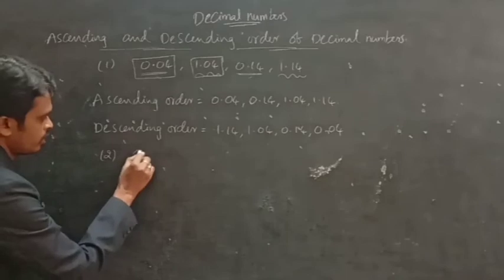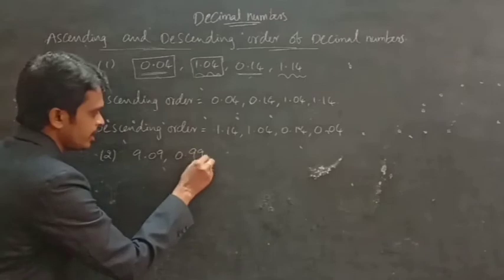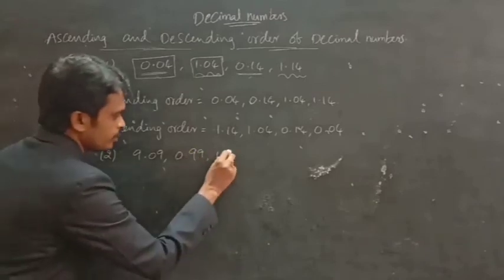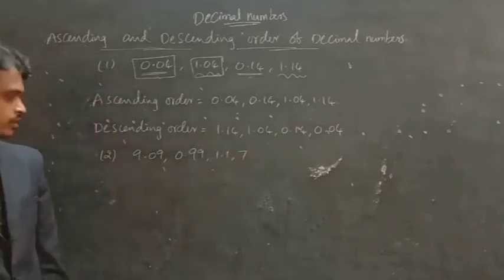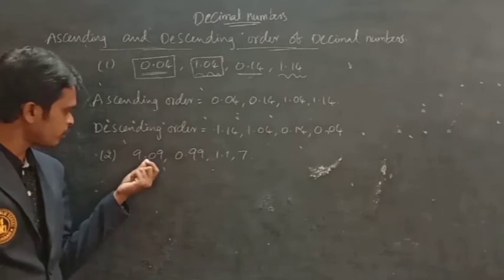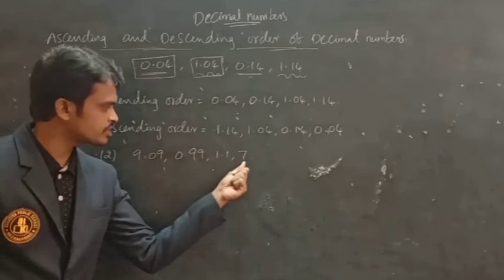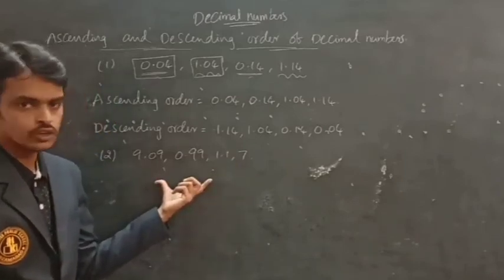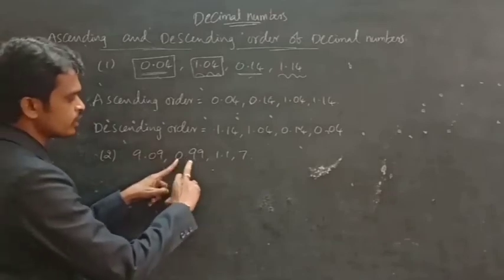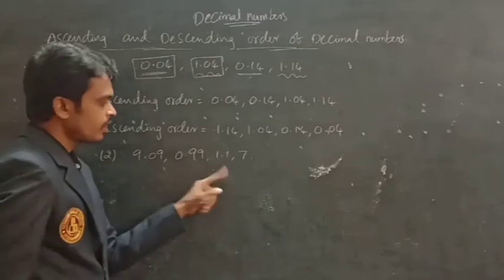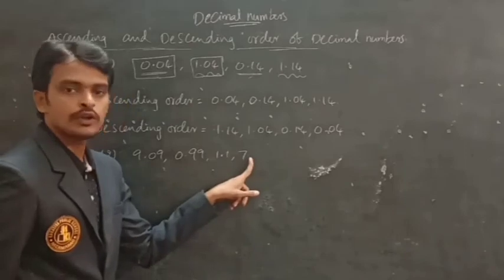Next, let us take one more example. The numbers are 9.09 and 0.99, next 1.1 and 7. Are these like decimals? No. After the decimal, two numbers are there in these, and two numbers in these. These are like decimals. But here after the decimal only one number is there, and here we don't have any decimal.